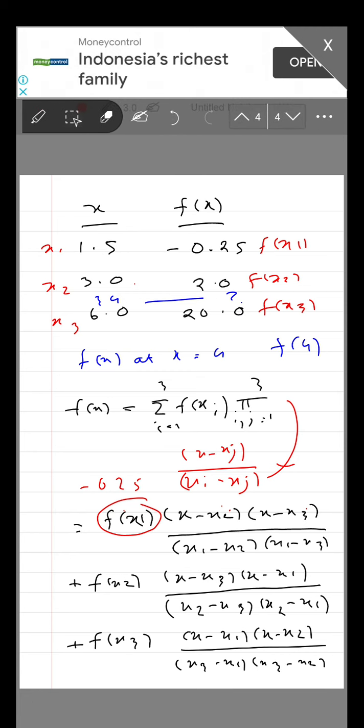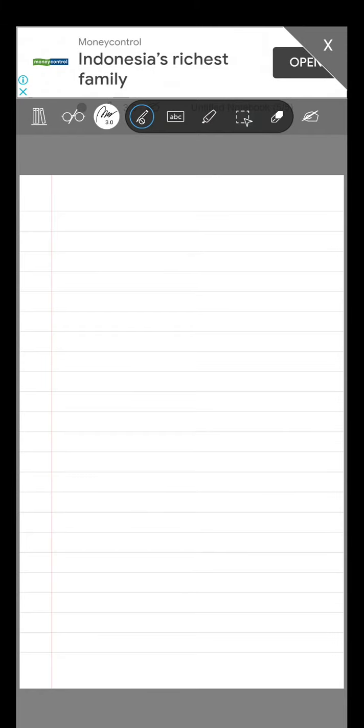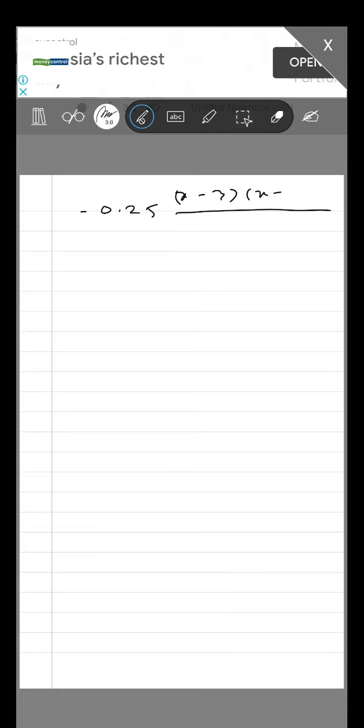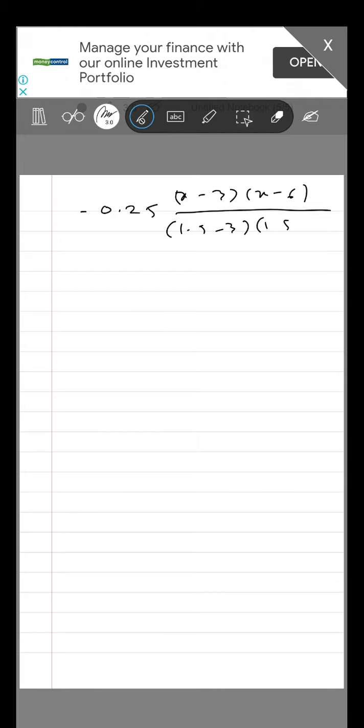So putting all the values, the first value is minus 0.25, then there will be 2, it will be x minus 3 and x minus 6 divided by the value of x1, which is 1.5, so it will be 1.5 minus 3 into 1.5 minus 6.